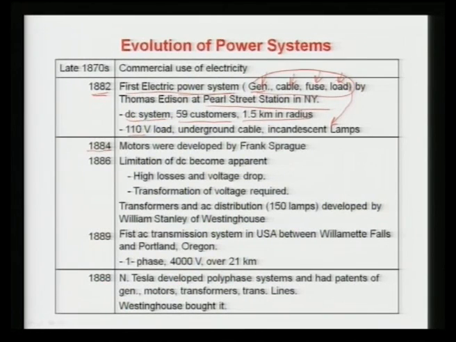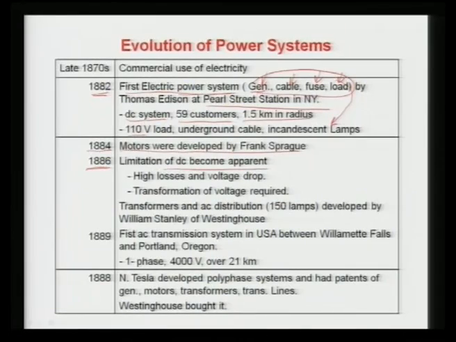In 1884, the motors were developed by Frank Sprague, and with the addition of these motors in the DC system, electricity became more and more usable, and people preferred it more and more, because using electricity only for lighting was not very much appreciated. But with motor loads, the mechanical loads, you can connect them and achieve various applications in normal human life.